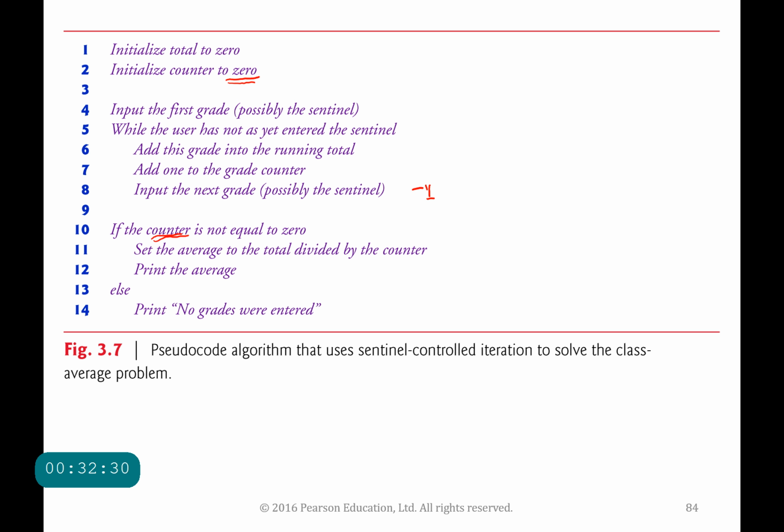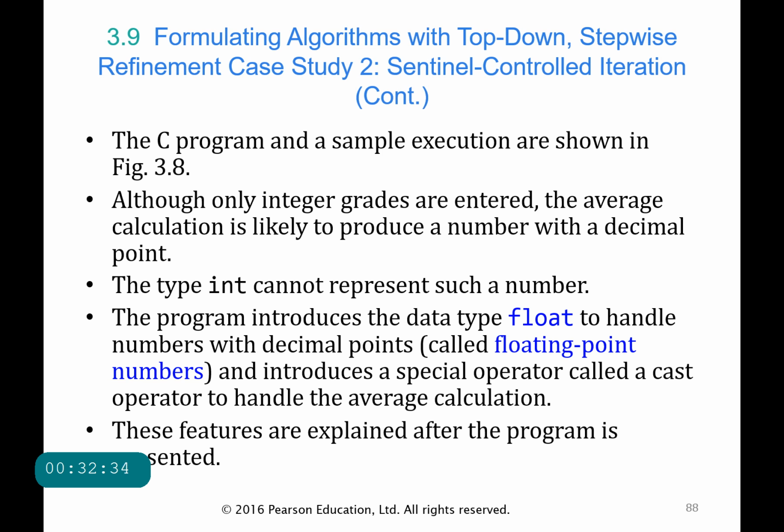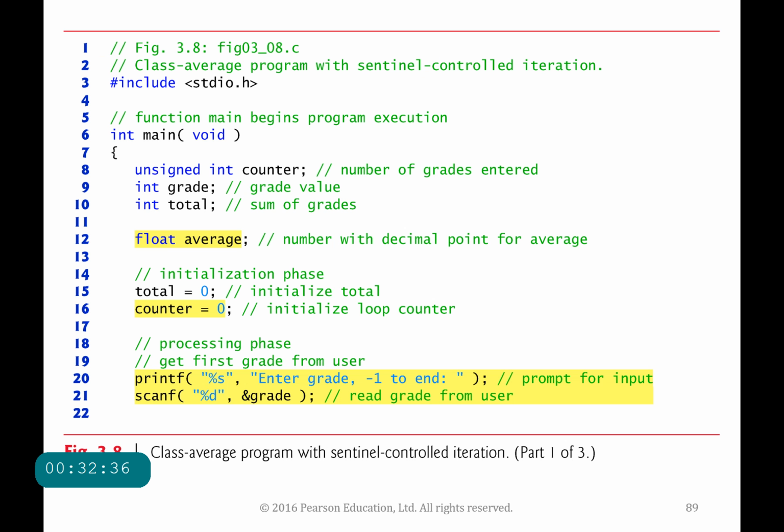So let's go ahead and look at the code. Right, so we start with the unsigned integer counter. We declare the variables for grade and total. Because the average can be decimal numbers, we use a floating point data type. We initialize total and counter to 0.